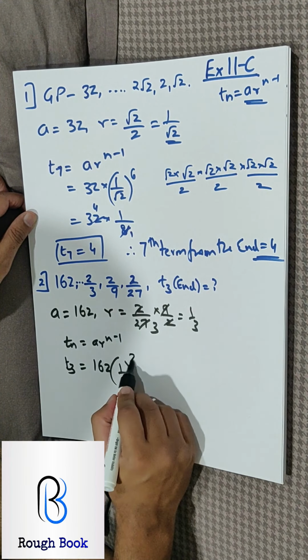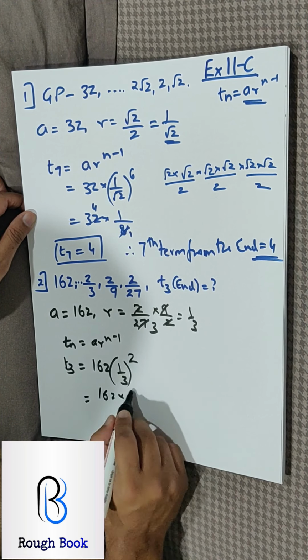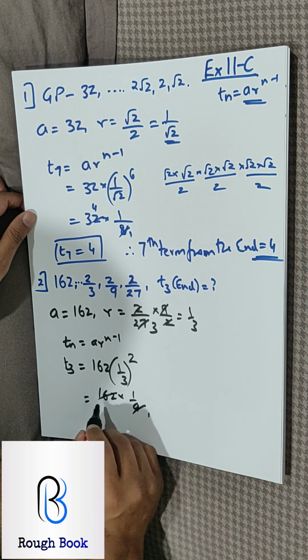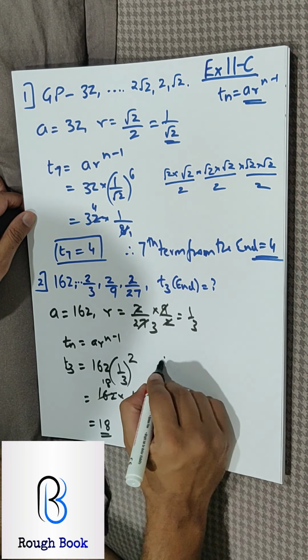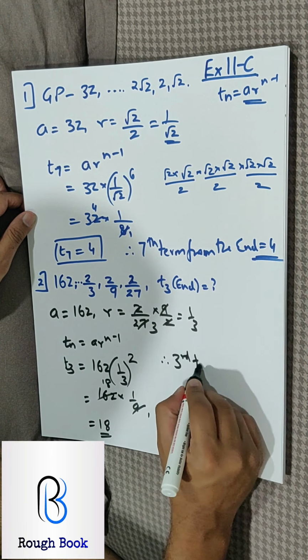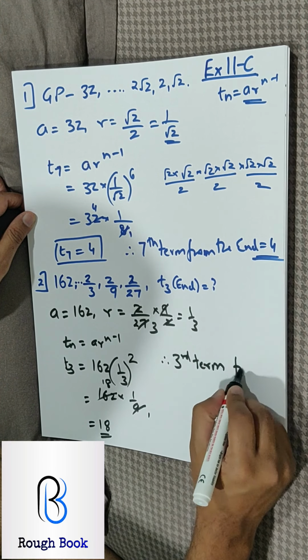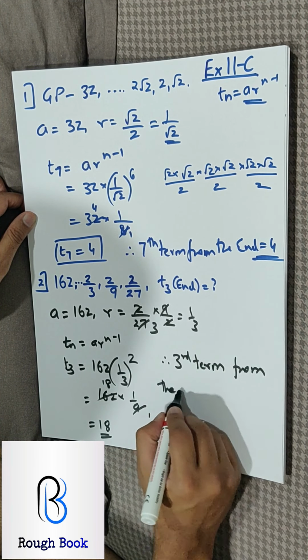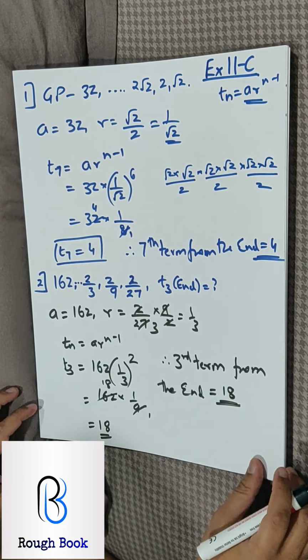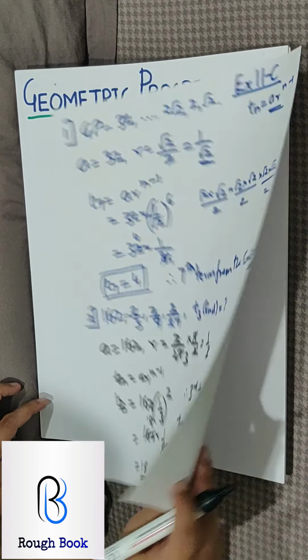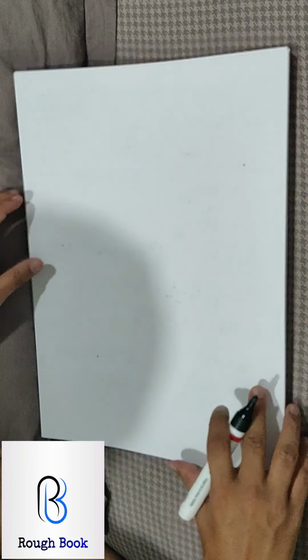So 3 minus 1 becomes 2. So 162 into 1 by 9. 9 ones are 9, 9 and 2 is 18. So my answer should be 18. So therefore the third term from the end is equal to 18. Did you manage to get the same? Great job. Come on, let's try sum number 3, same exercise.